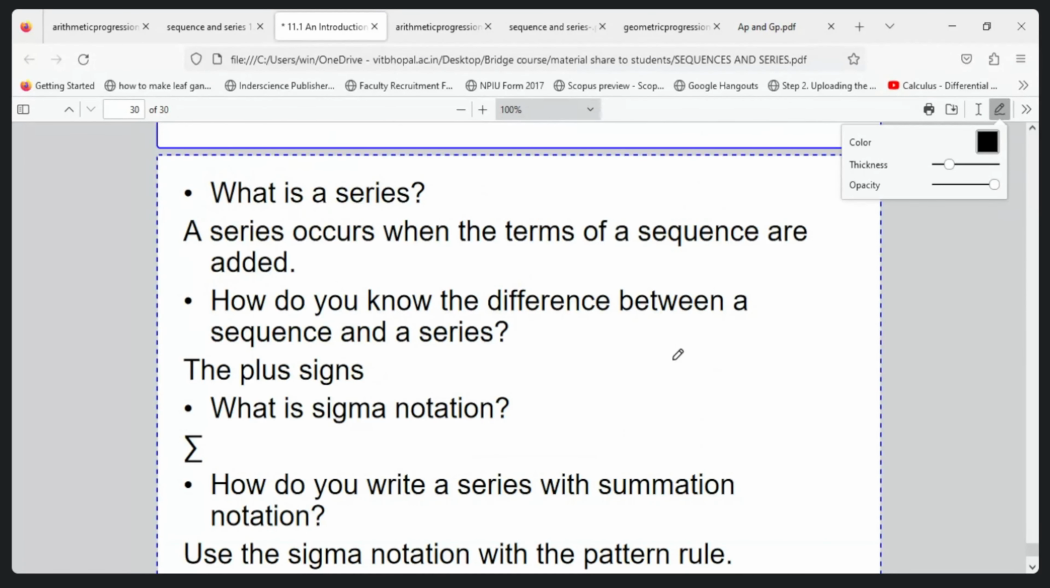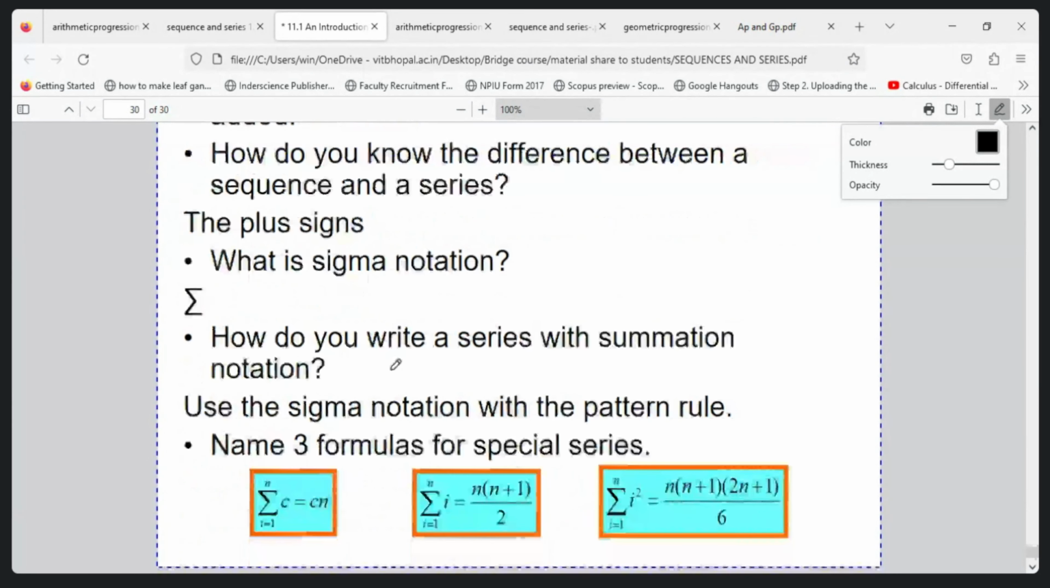So what is a series? A series occurs when the terms of a sequence are added. How do you know the difference between a series and a sequence? The plus signs give the differentiation, because in a sequence there is a comma, in a series there is a summation. What is the sigma notation? How do you write a series with summation notation? Use the sigma notation with a pattern rule. Name three formulas of the special series.